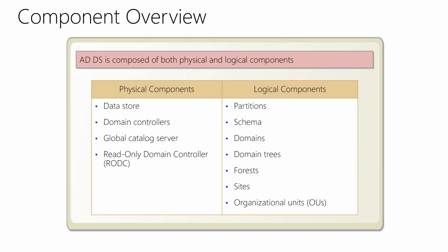Component overview. Active Directory domain services is composed of both physical and logical components. First, let's see the physical components. The physical components are data store, domain controller, global catalog server, and read-only domain controller, RODC. The data store stores the Active Directory domain services information. This is the file on each domain controller. Domain controller servers and read-only domain controllers, RODC, contain a copy of the Active Directory domain services database.